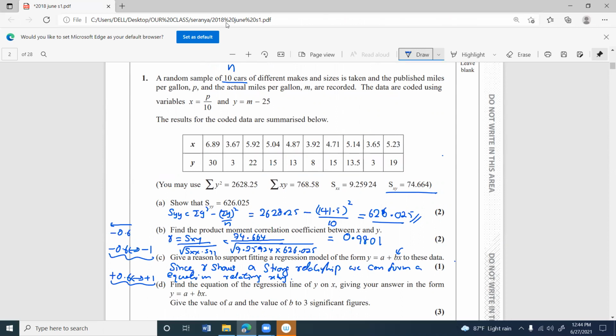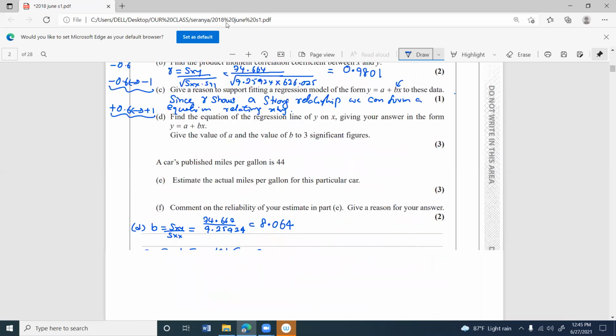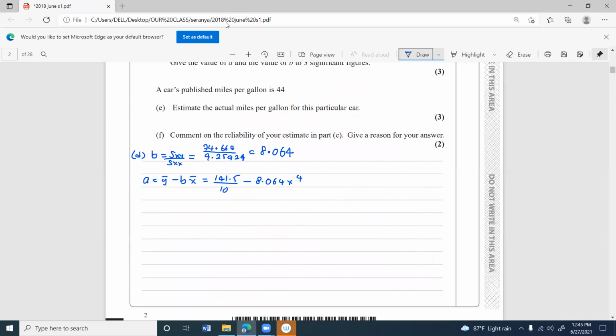The summation of x is 6.89, starting from this column, plus 3.67 plus 5.92 plus 5.04 plus 4.87 plus 3.92 plus 4.71 plus 5.14 plus 3.65 plus 5.23. It turns out to be 49.04. 49.04 divided by 10. From here you can get this answer.